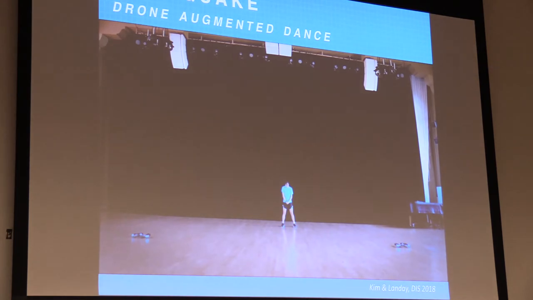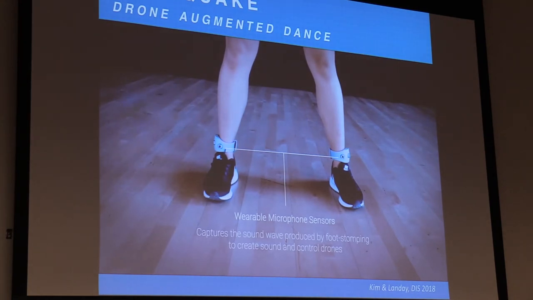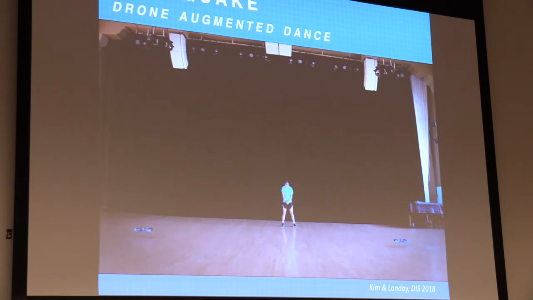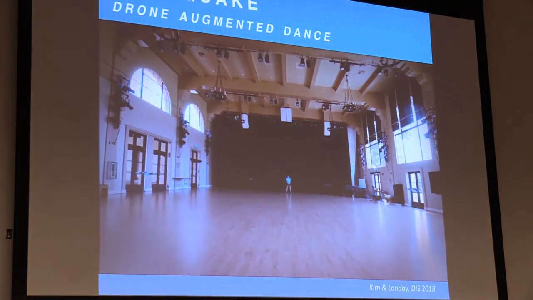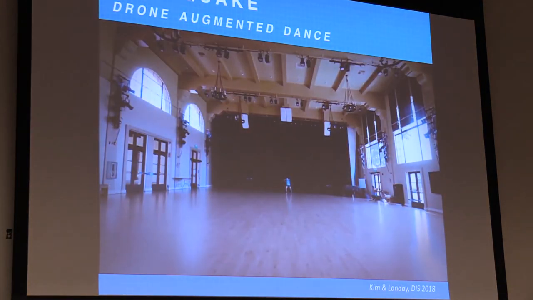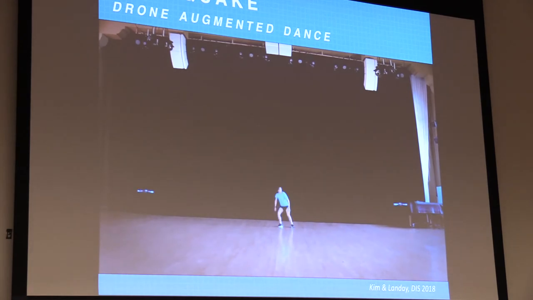Hee-Soon Kim did this. So we have a hip hop dancer. She has these two microphone sensors essentially on her ankles. And he was motivated by Godzilla movies and the stomping, making everything move. So as she dances, the drones, and the shaking of the film is nothing we did. Literally, it's the drones moving, but also the floor of her just stomping moved the camera a little bit across this dance studio.